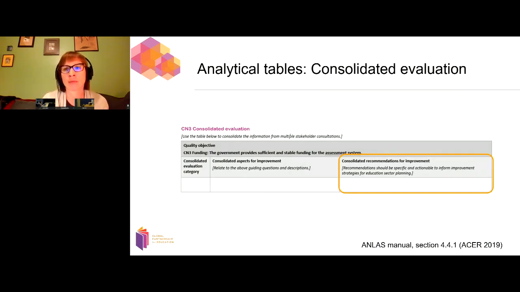So during this step of consolidation, it may be important to involve the ANLAS steering group, for example, to help make decisions on the consolidated evaluation category or the aspects for improvements and the recommendations as well. So this can be, for example, in the form of participation in the discussion and consolidation, or otherwise following the analysis to review the consolidated findings, or also to review the synthesis tables, which are up next, please.